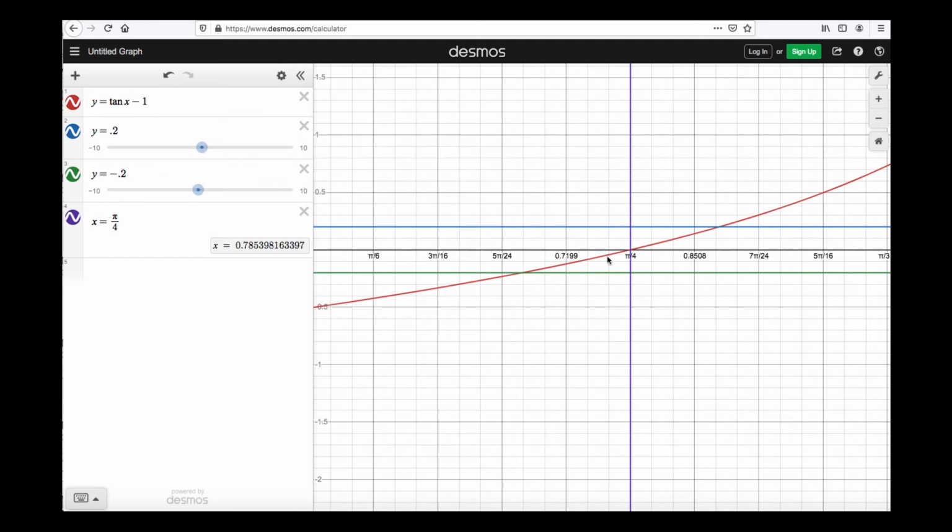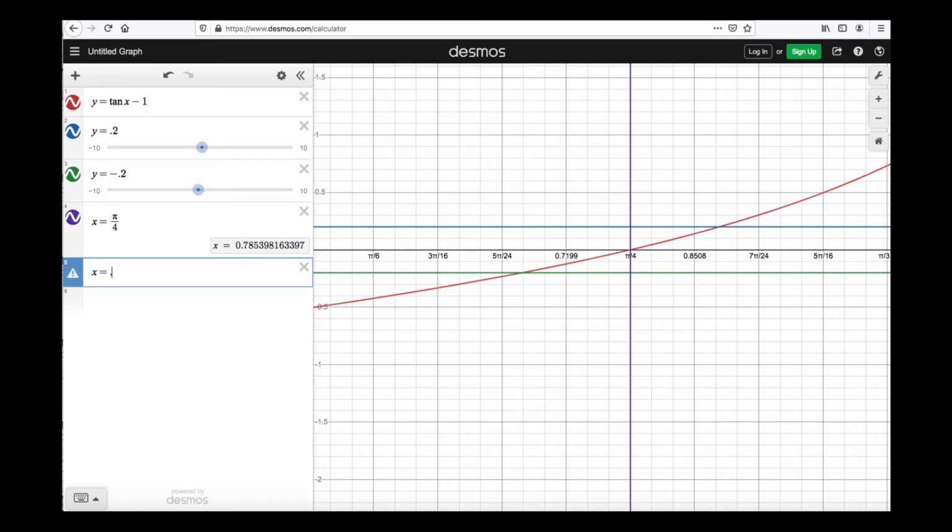The red graph is the tangent of x minus 1. The horizontal blue line on top is y equals 0.2, and the horizontal green line on the bottom is y equals negative 0.2. Now let's see what these values are where y equals 0.2 and the tangent of x minus 1 intersect. The x coordinate is 0.6747. So let's graph that.